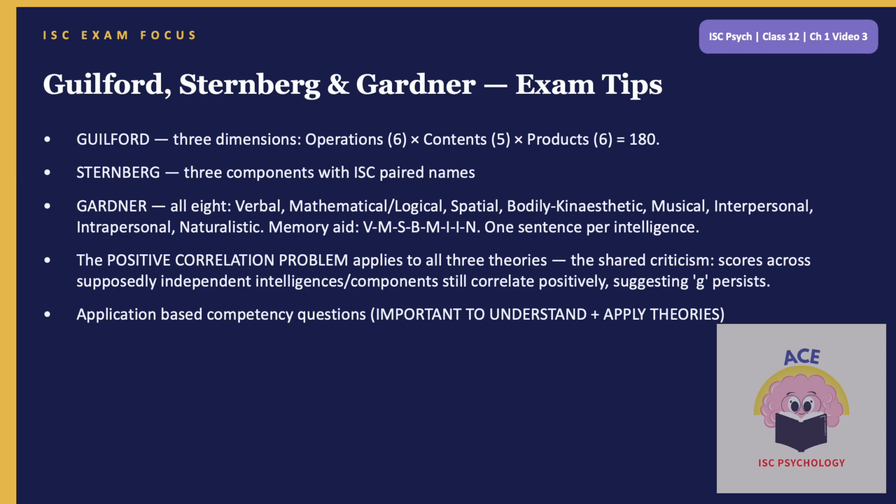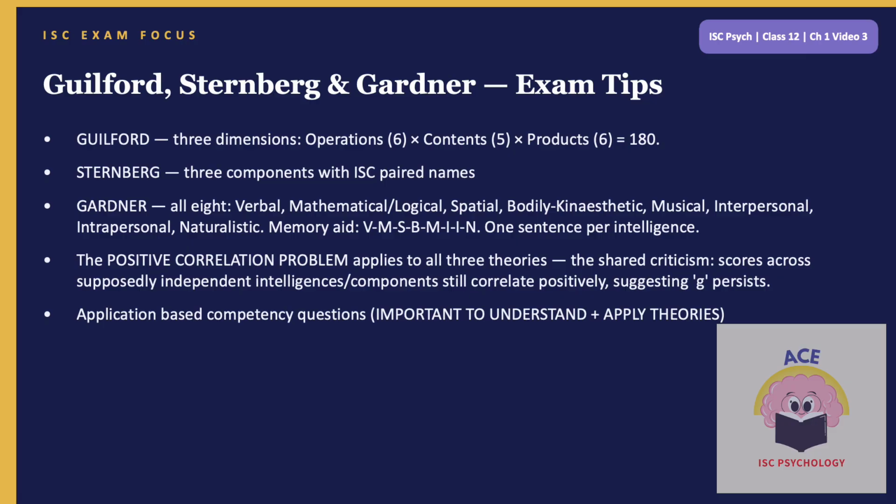One memory trick you can use to remember Gardner's 8 intelligences is: Very many students become more intelligent in nature. So that is VMSBMIIN, for verbal, mathematical, spatial, bodily kinesthetic, musical, interpersonal, intrapersonal, and naturalistic.